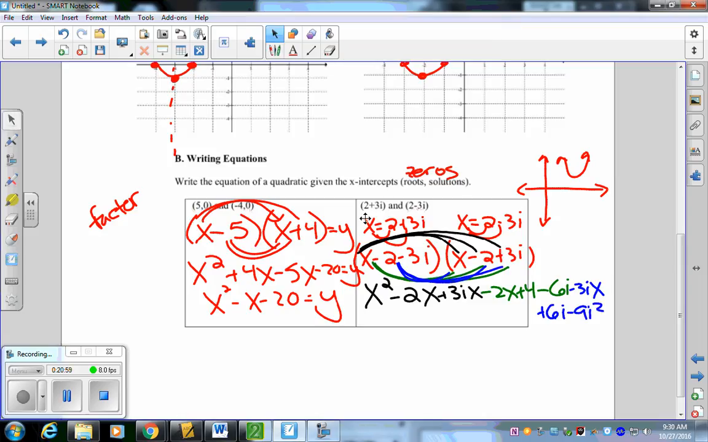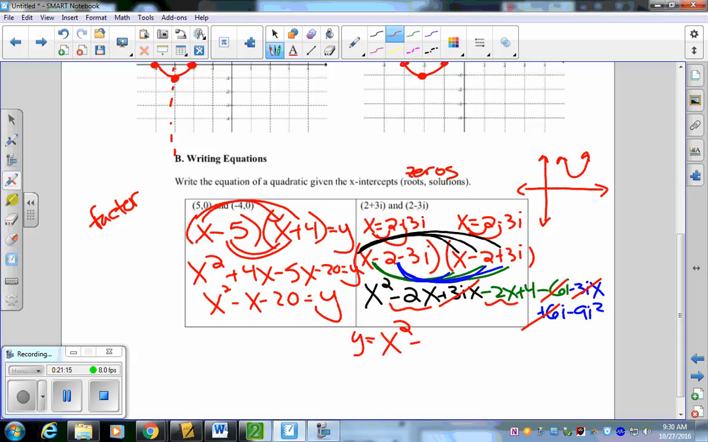Okay, so let's see here. The 3ix and -3ix cancel out. Sayonara. The -6i and the +6i cancel out. So let's see what we're left with. I've got y equals x squared minus 4x. And then I've got the +4 and -9i squared, which, guys, we know is really just -9 times -1, or a +9. Right? So 4 plus 9 is 13.